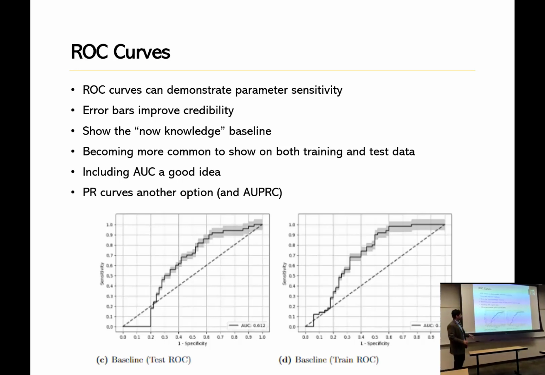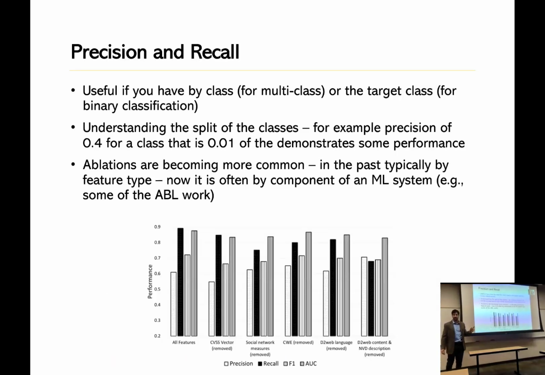So ROC curves aren't as easy. Yeah, go ahead. It means you're taking something out. You're ablating. So yeah, and that's why it says we removed it here. So seeing the numbers drop from here to there, that's what's important.